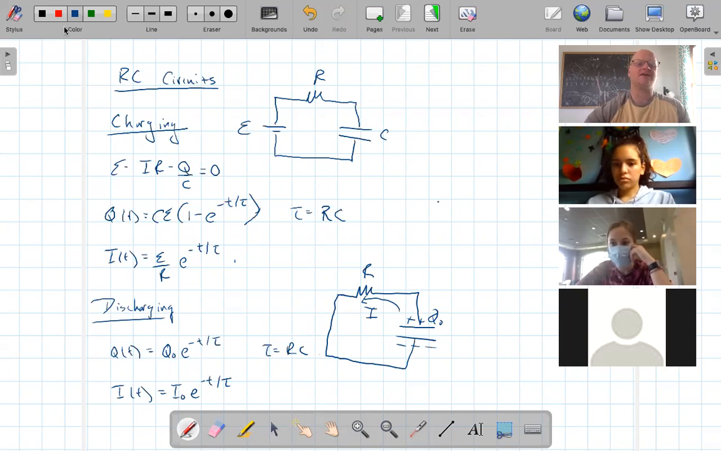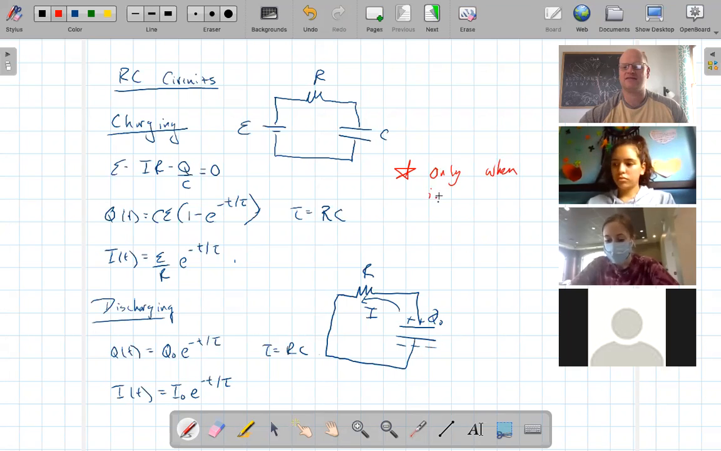Now, one thing to note here is that these are only true when these things are in series. If I have anything else, I then have to use different Kirchhoff loop rules to find these different expressions, but they're going to look something similar to these.